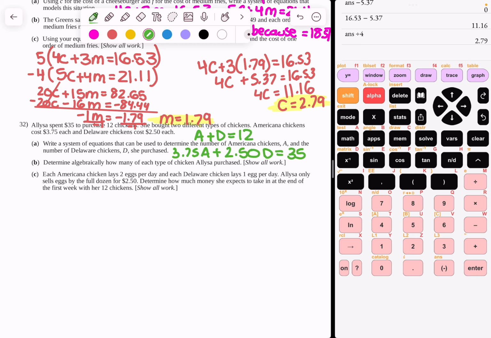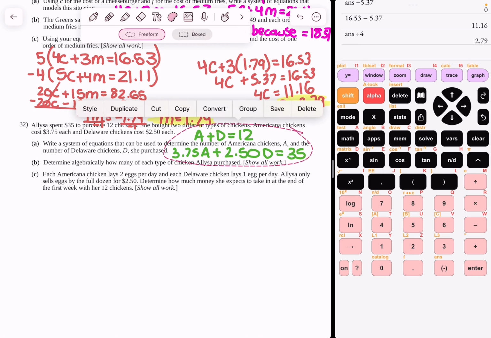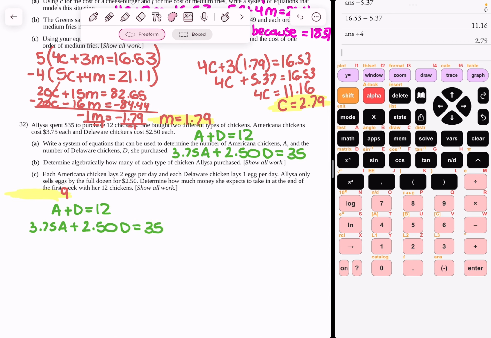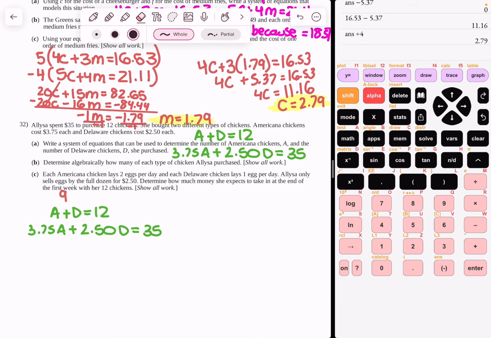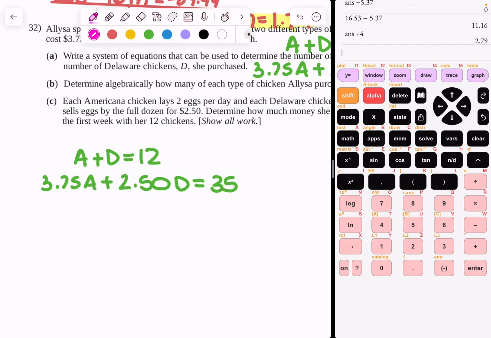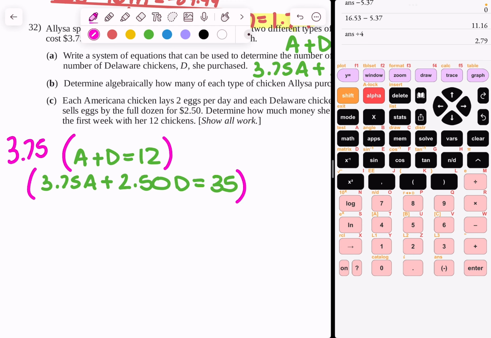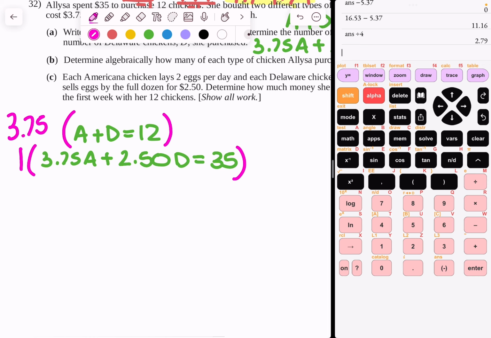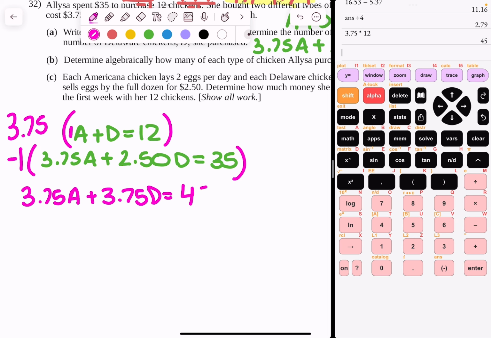Perfect. All right. Now they want us to solve this. To solve this, again, we could use the same method that we just used. Multiply the first equation by the second number, 3.75, and the second equation by negative 1, to make it negative. So we would get 3.75a plus 3.75d equals 3.75 times 12, which is 45. Then when we multiply by the negative, everything will just change signs.